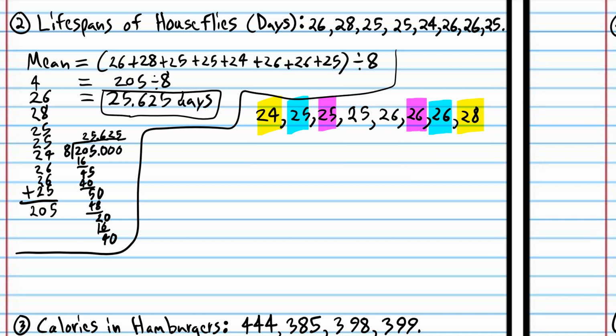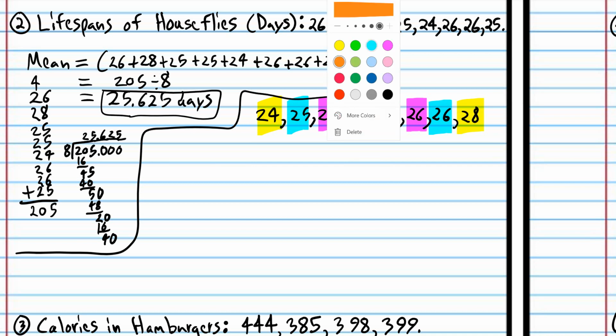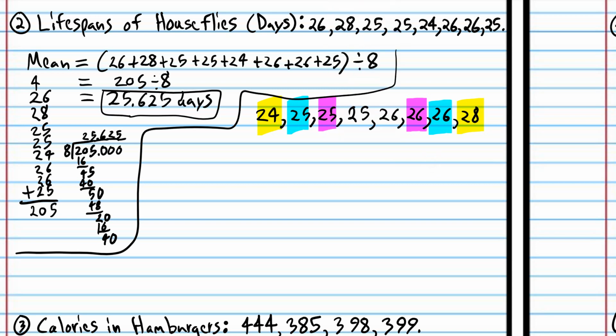So you have to use the mean to find the median. You have to find the mean of these two numbers. So add them up and divide by 2. And when you do that, you're just going to get a number right in the middle. So that's going to be 25.5.